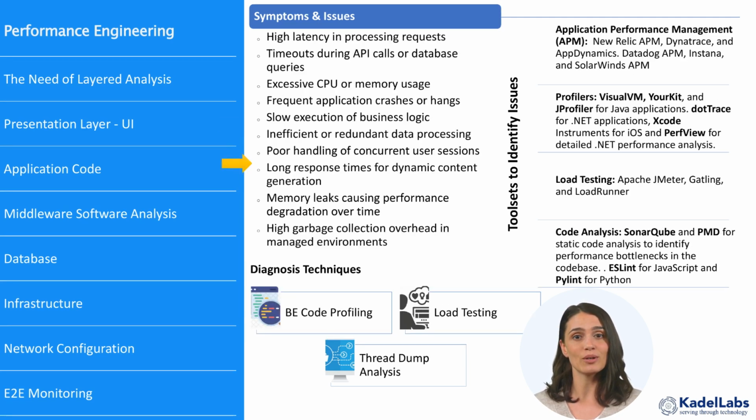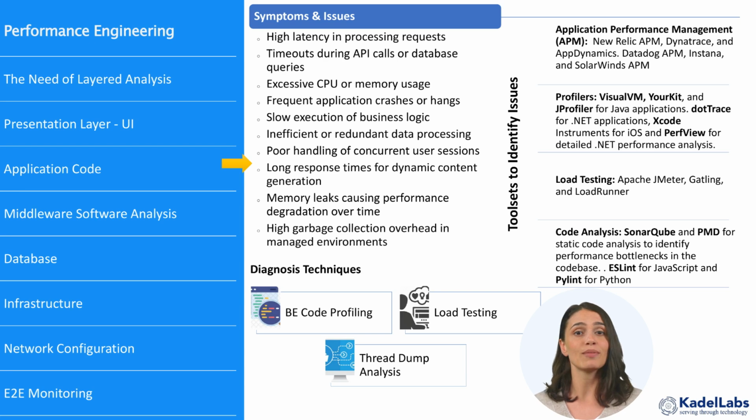Now, let's take a closer look at the application layer. Symptoms include high latency in processing requests and timeouts during API calls or database queries. Excessive CPU or memory usage is another key indicator. Frequent application crashes and slow execution of business logic are additional indicators. Long response times for dynamic content generation and memory leaks are further issues that cause performance to degrade over time.